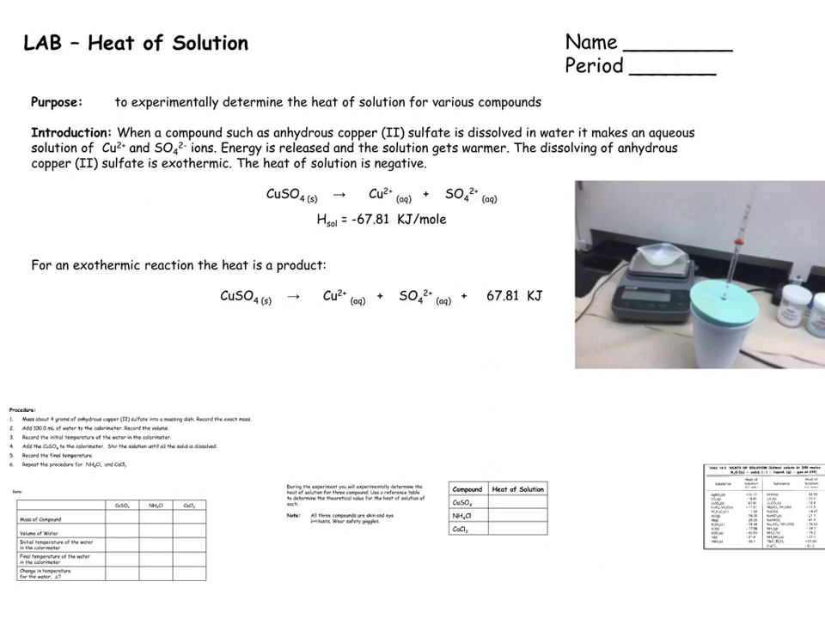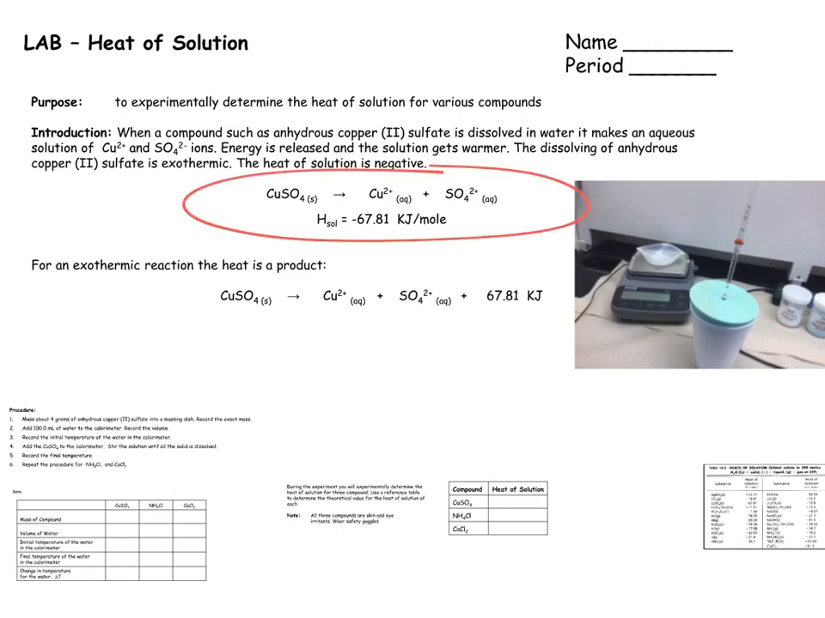Now, the purpose of this lab is to experimentally determine the heat of solution of various compounds. We're going to do 3 of them. When a compound such as anhydrous copper 2 sulfate is dissolved in water, it makes an aqueous solution of copper 2 ions and sulfate ions. Energy is released, and the solution gets warmer. The dissolving of anhydrous copper 2 sulfate is exothermic and the heat of solution is negative.